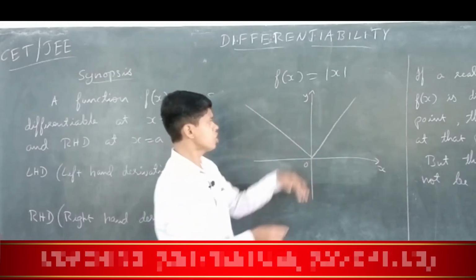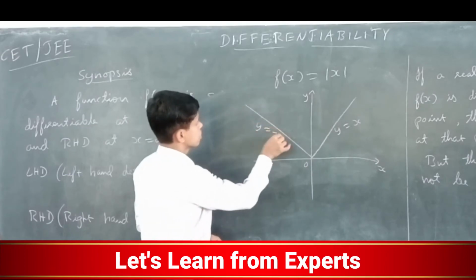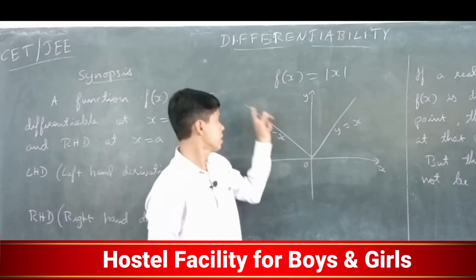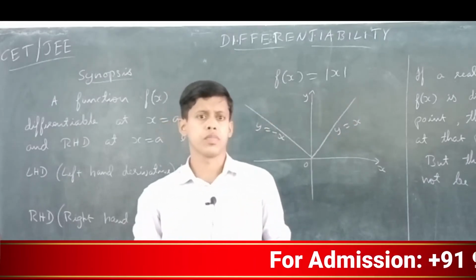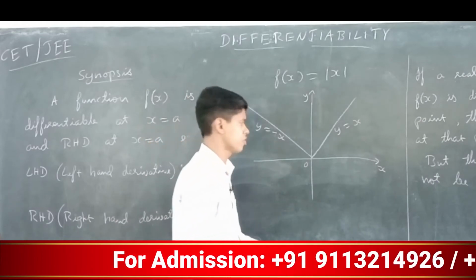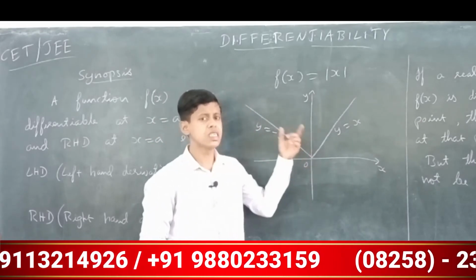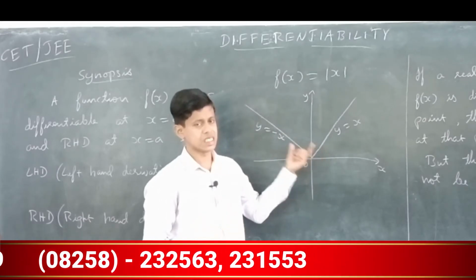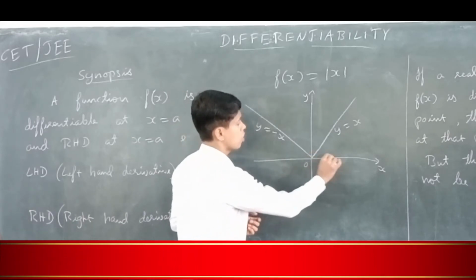Now, the function is continuous. Is there any gap? There is no gap, right? So, the function can be drawn continuously. It is continuous everywhere. So, the modulus function is a continuous function, but what about the derivative? Is it differentiable? Does the derivative exist at every point? It does not exist at 0. You cannot draw a tangent there.